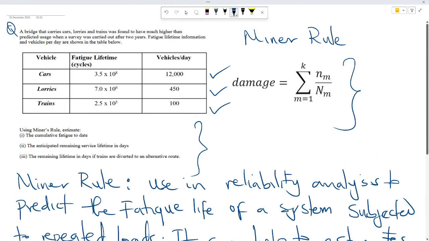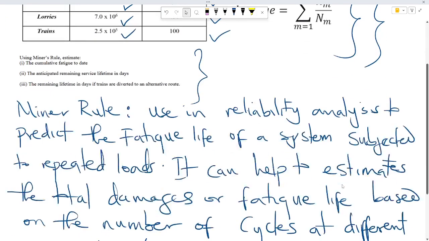Now, let's consider the values we have. The fatigue for the car, 3.5 × 10^8. The fatigue for the lorry, 7.0 × 10^6. For the train, 2.5 × 10^5, with their corresponding days. Now, by using the equation for Miner's rule, we can pull out all the parameters.